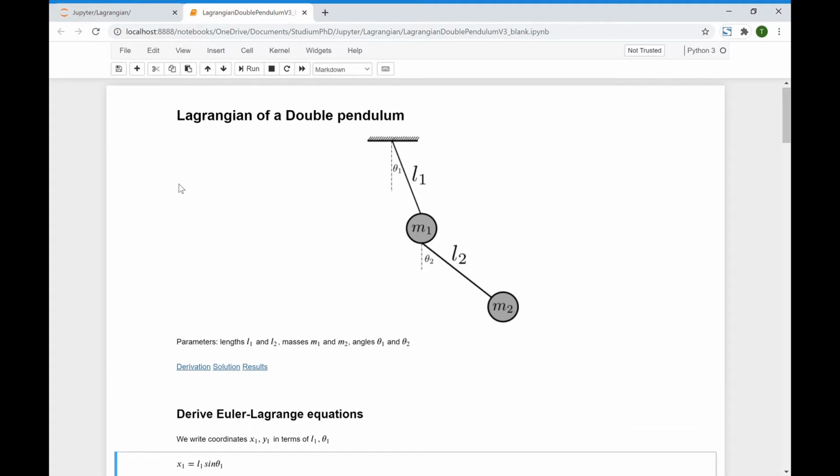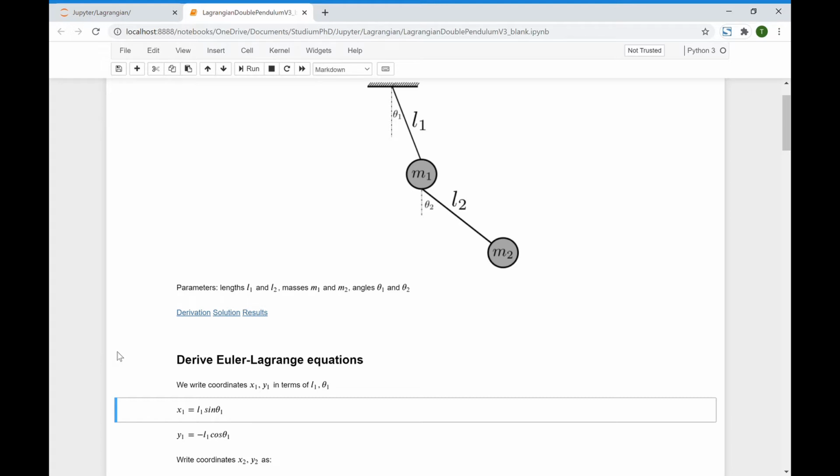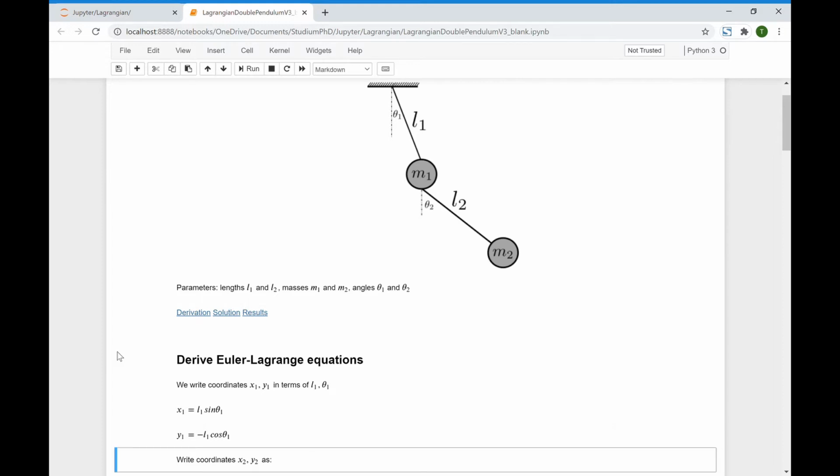First we rewrite coordinates x1 and y1, the coordinates of mass M1, in terms of L1 and θ1. So we can write x1 as L1 times sine θ1, and y1 will be minus L1 times cosine θ1. We do the same for the coordinates of mass M2, coordinates x2 and y2.